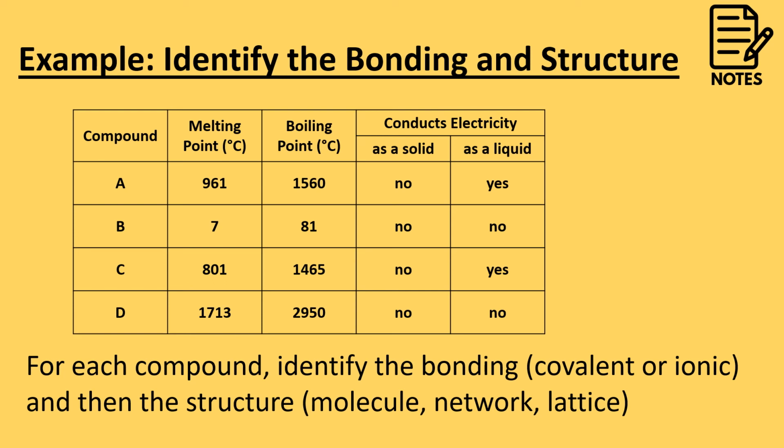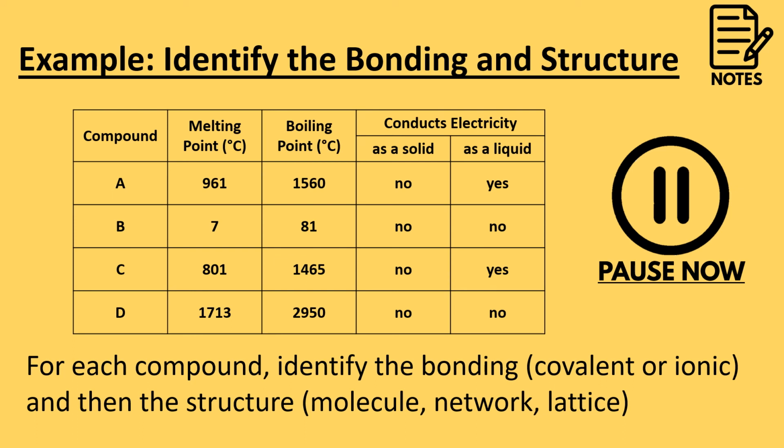Once you've decided that, I then want you to figure out what its structure is. So if it's covalent, is it molecular or network? And if it's ionic, then obviously it's lattice. That's the only structure that we have for ionic compounds. So what I'm going to ask you to do now is to pause the video. Have a go at the four, and then once you unpause it, I'll go through the four answers with you.